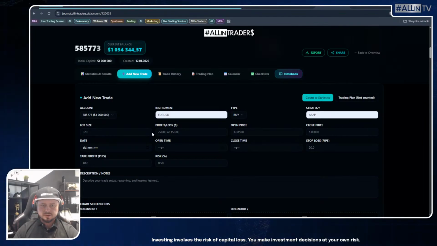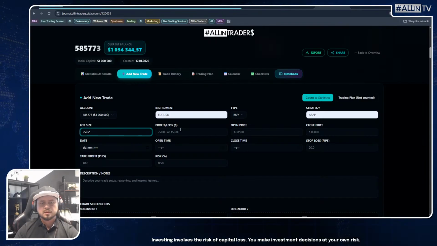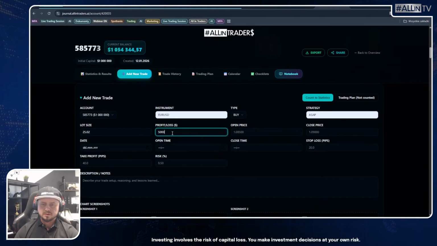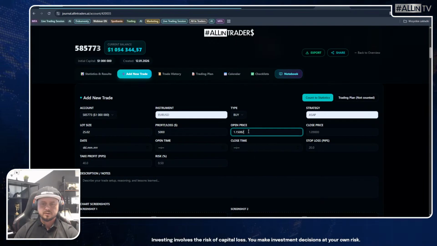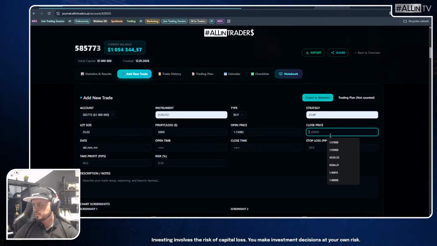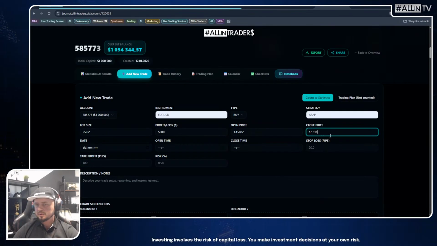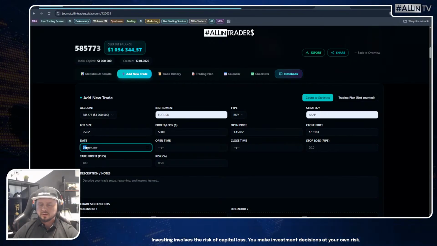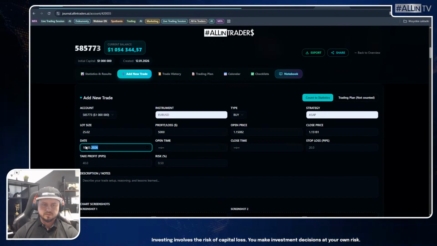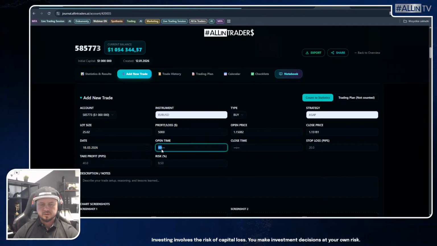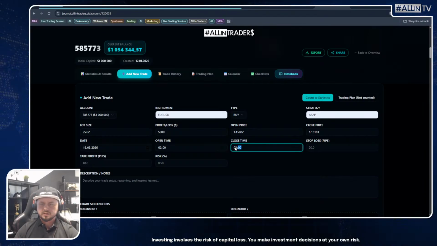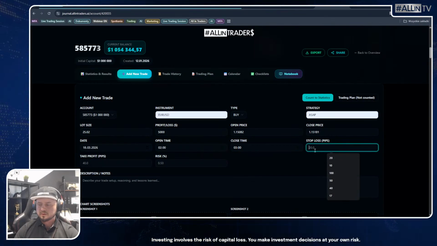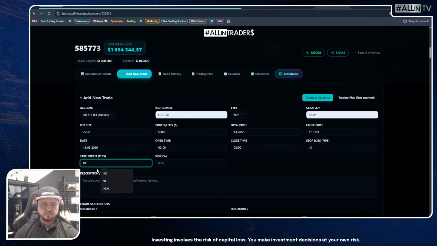Pending order is set with 0.25 lot size, profit of $5,000. Open price is set for 1.15082. Close price, the take profit, is at level 1.15181. Today is the 18th of 3, 2026. Open time, we don't know yet, so we're going to change that later. Don't worry about that. Stop loss for 10 pips and take profit for 10 pips.